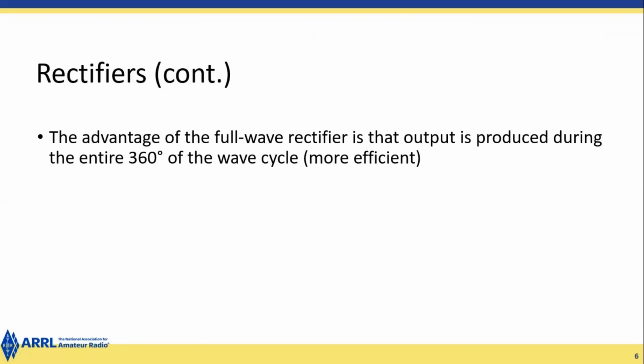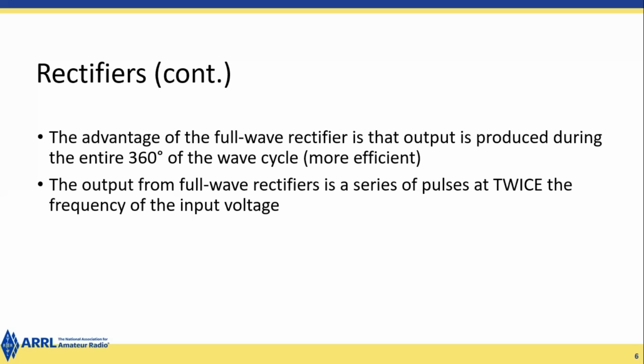The advantage of a full wave rectifier is that the output is produced during the entire 360 degrees of the wave cycle. It's more efficient. The output from full wave rectifiers is a series of pulses at twice the frequency of the input voltage. So if my input voltage is at 60 hertz, a full wave rectifier is going to have a 120 hertz frequency.